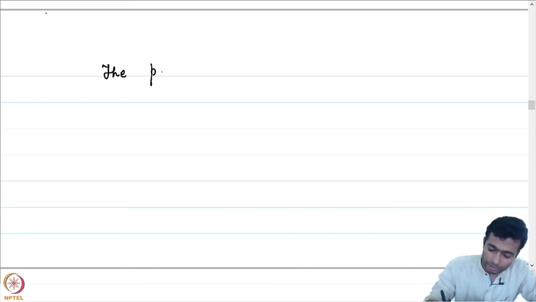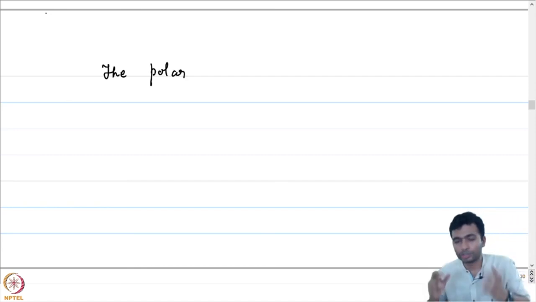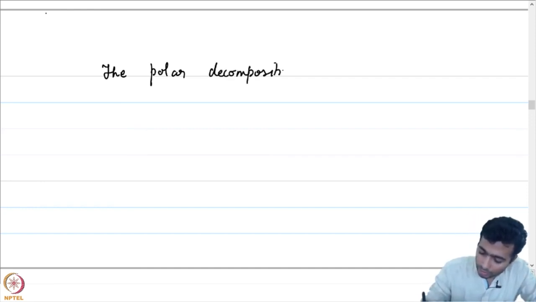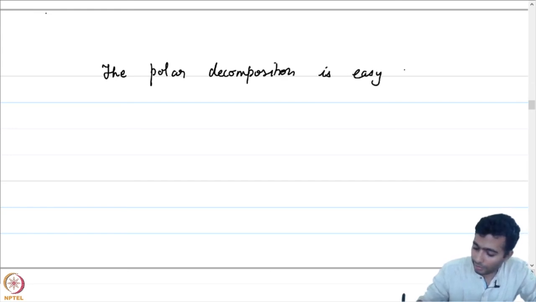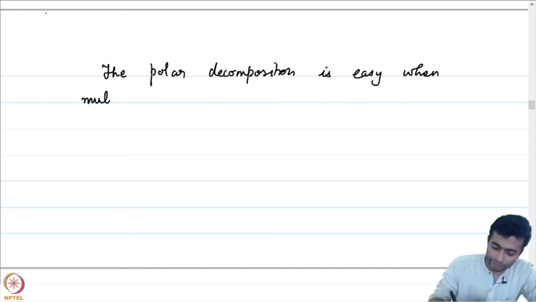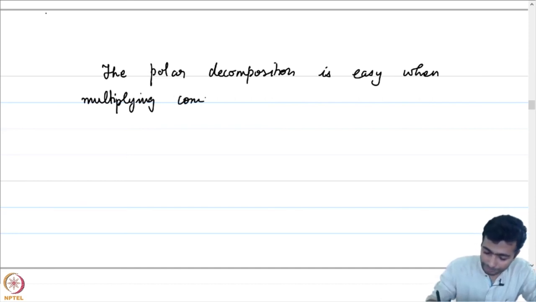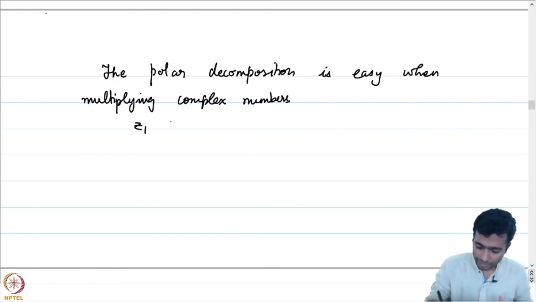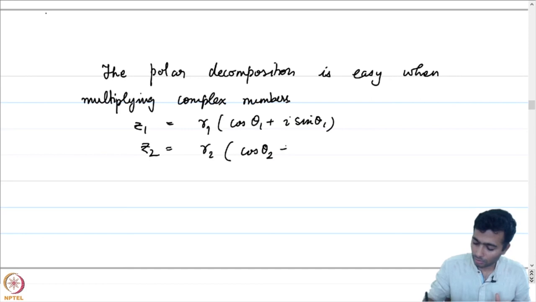The polar decomposition is a particularly useful and easy way to multiply complex numbers. In fact, we use this very crucially to describe the geometric meaning of our isometries. Why is that the case? If z1 is equal to r1 times cos theta 1 plus I sin theta 1, and suppose z2 is r2 times cos theta 2 plus I sin theta 2.